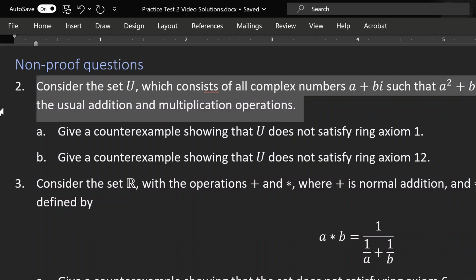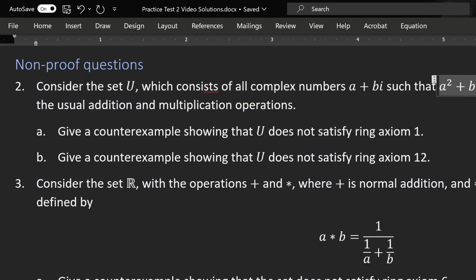So let's look at number 2 from the non-proof questions. Consider the set U, which consists of all complex numbers a plus bi, such that a squared plus b squared equals 2. If you're familiar with complex numbers, this is like the square of the modulus. If you're not, it's just a standard thing to calculate for complex numbers: the real part squared plus the coefficient of the imaginary part squared. So this set consists of all of those where a squared plus b squared equals 2. And i is, of course, the square root of -1, the imaginary number.